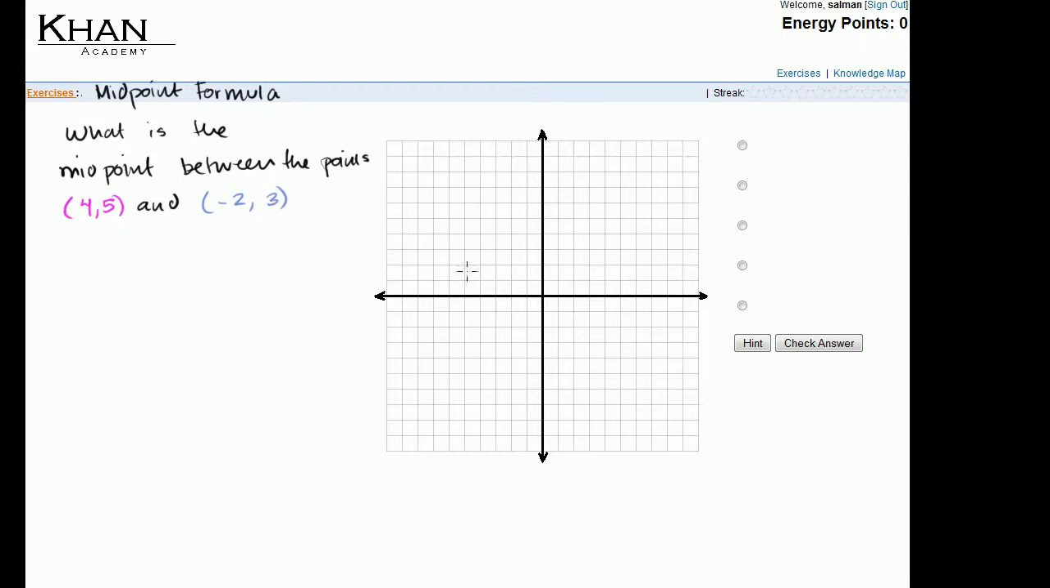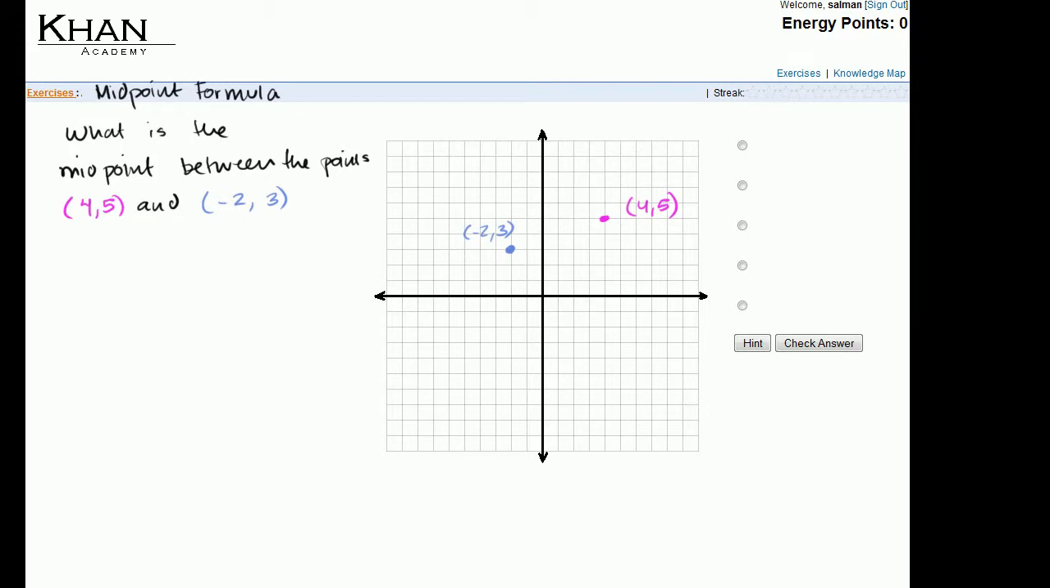So we could graph those points. So -2, 3 will be right over there. We could even mark it over here, -2, 3. And 4, 5 is over here. So 1, 2, 3, 4, 1, 2, 3, 4, 5. So 4, 5 is right over here.